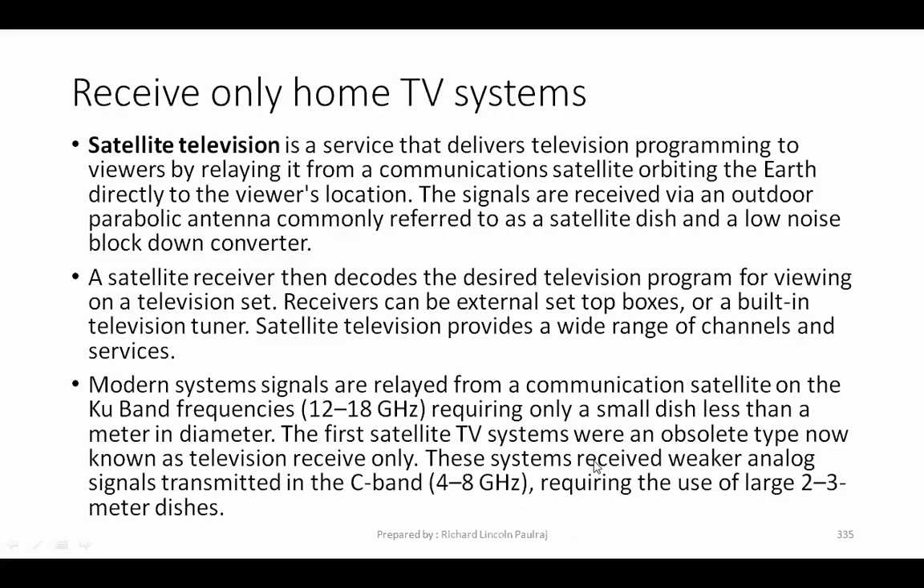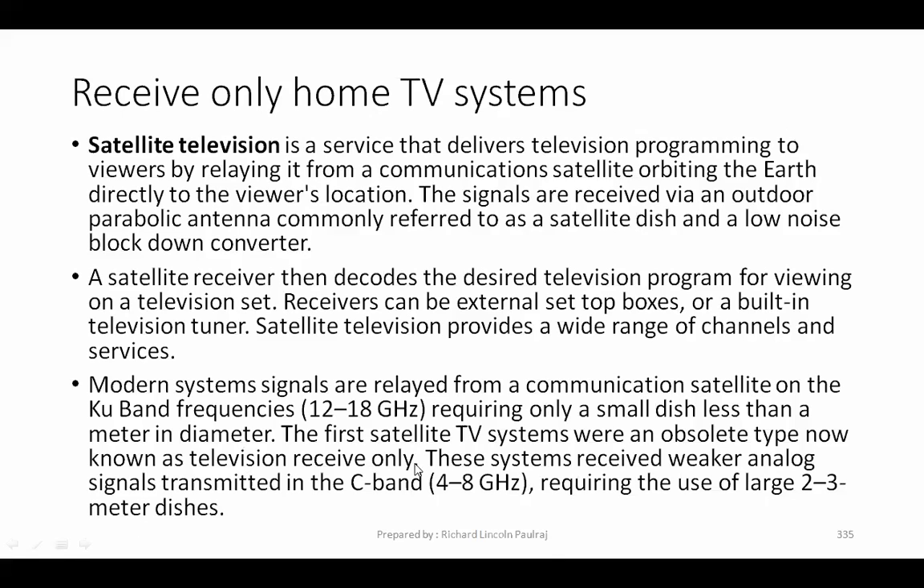The first satellite TV systems were an absolute type now known as television receive only. These systems received weaker analog signals transmitted in C-band, which is about 4 to 8 gigahertz. Okay, so if you compare those signals, those were actually not that strong signals, those which were used previously.